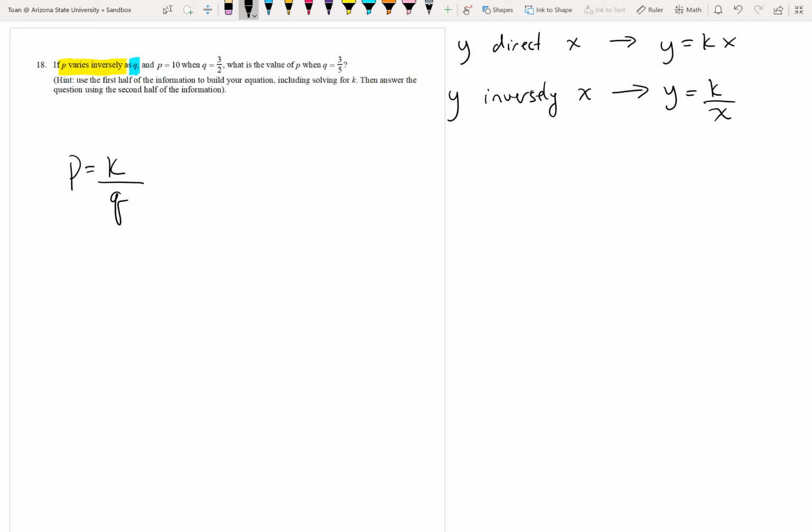Now notice they give us numerical information. It says P is 10, Q is 3/2. So they also do give us Q is 3/5 here. Anytime they give you duplicate information, hey, P is this, Q is that, and then they give you another set, typically that means the first set of information will be used to solve for k. The second set of information will be the actual question. So let's plug in the first set of information here. I know that P is 10. They did not give me k, and then Q they said was 3/2. To solve for k, you want to get rid of the fractions. I'm going to multiply both sides by 3/2.